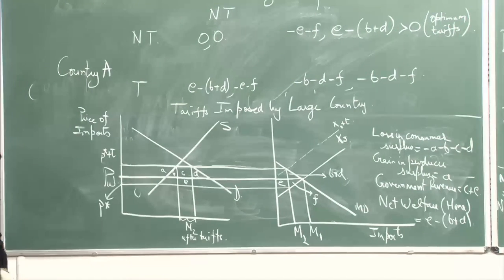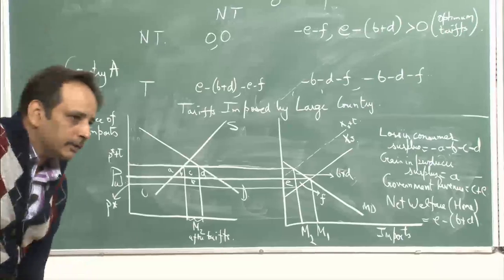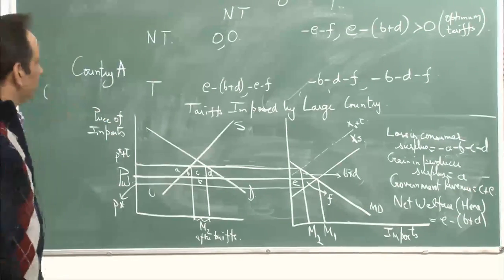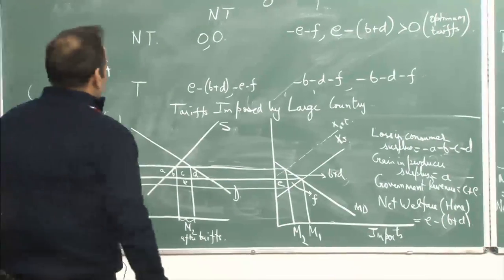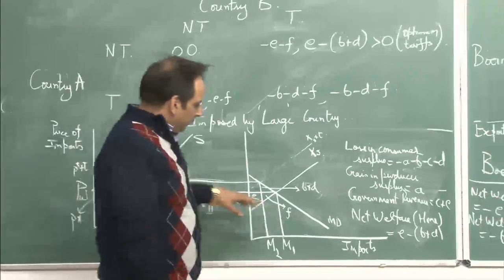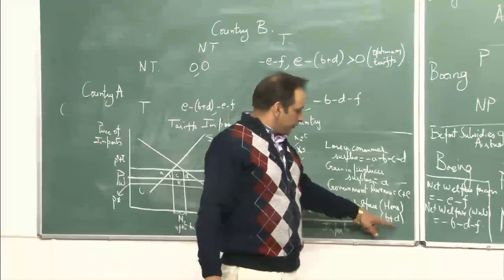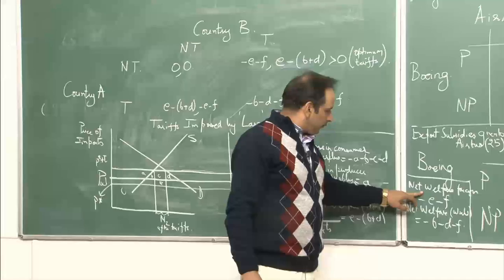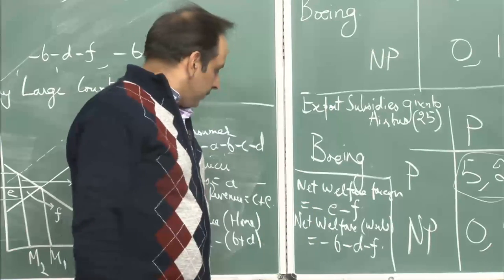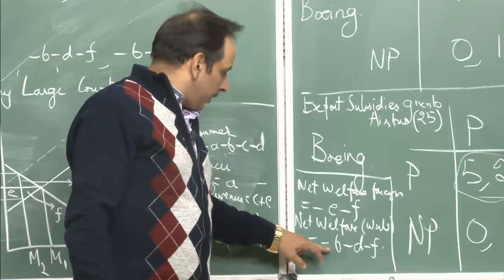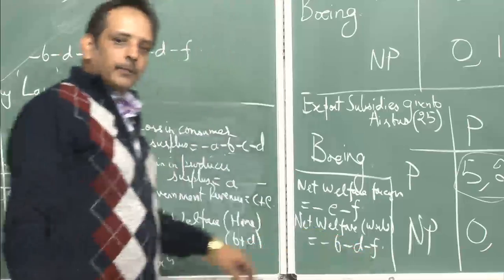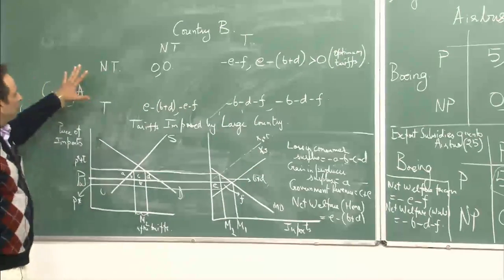Okay, this is again the same set of things that we did the last few days. The net welfare for the home country is E minus B plus D, the net welfare for the foreign country is minus E minus C minus F, and the net welfare for the world is minus B minus D minus F.